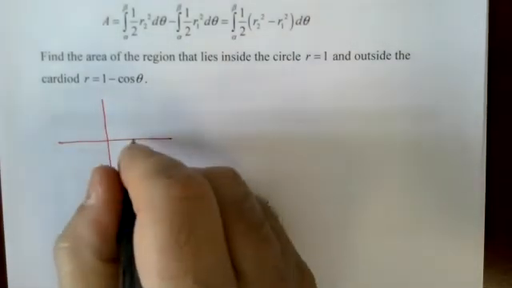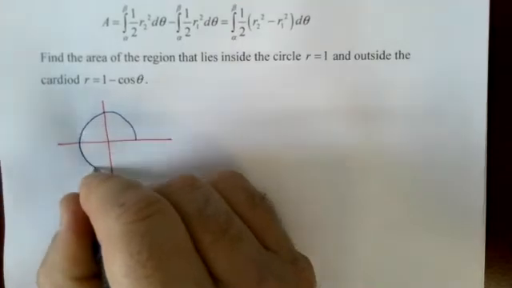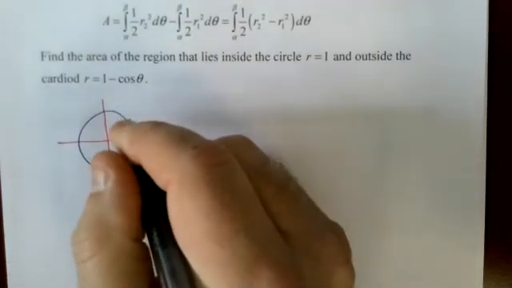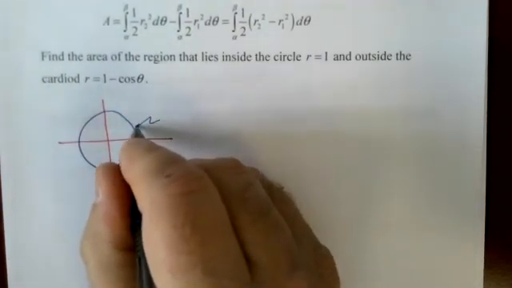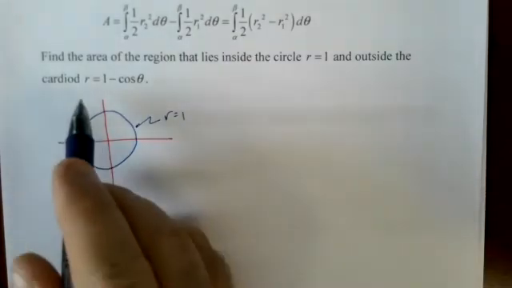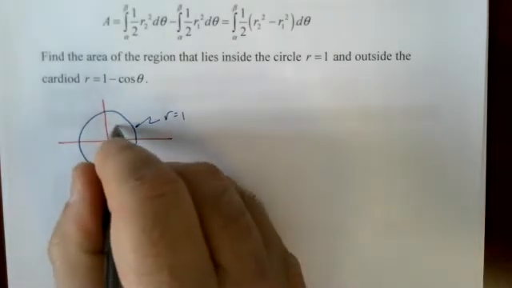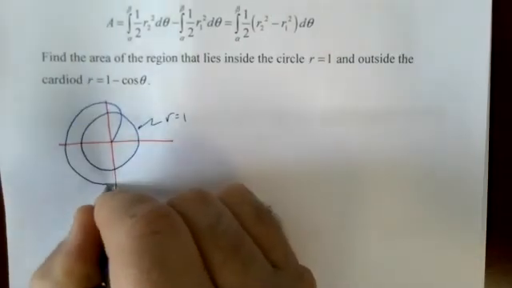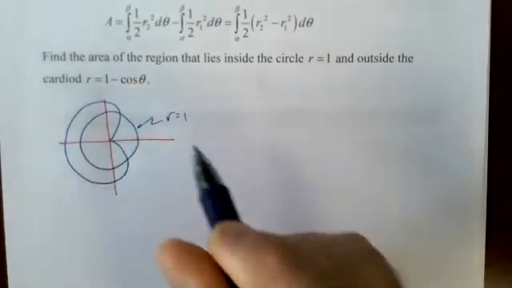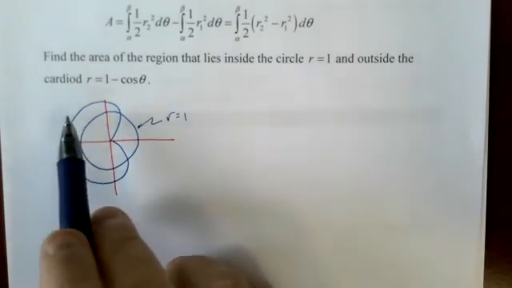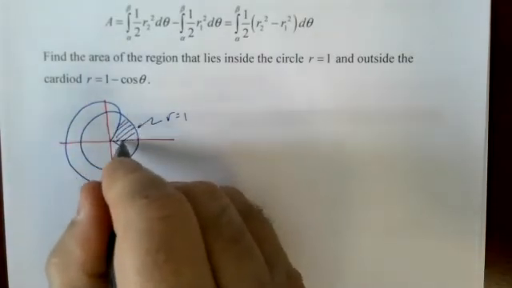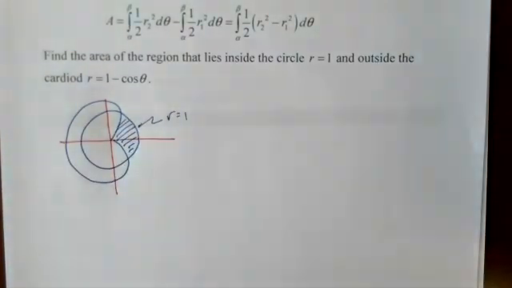R equals 1 is a simple circle. And the cardioid, because it looks like a heart, but this one is sideways. Looks something like this. They said if I'm inside the circle and outside the cardioid, so that's this area here. They got to give you a picture. It's impossible to figure out what's going on without the picture, right?